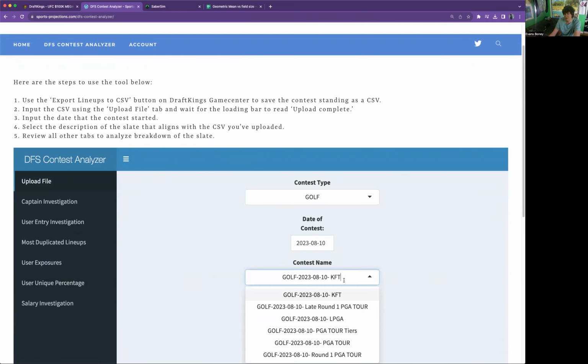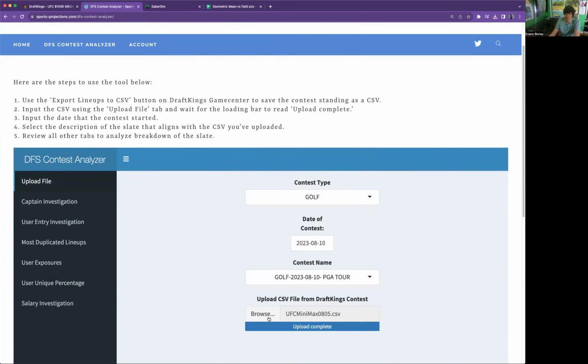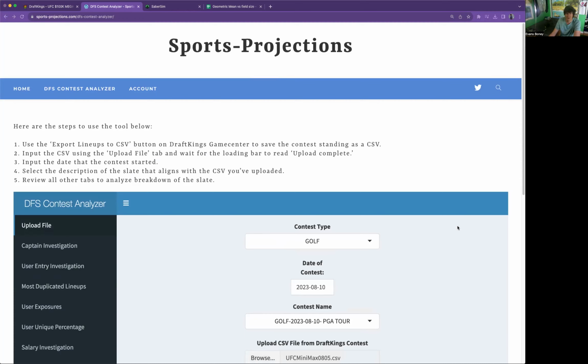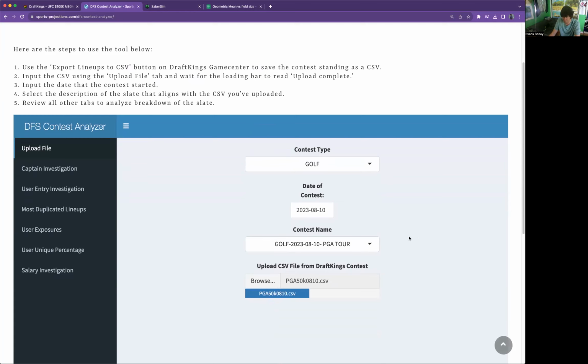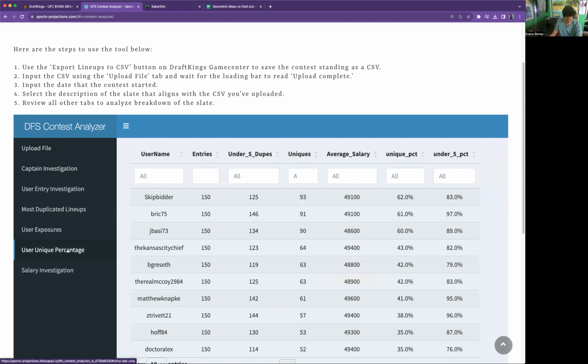So now let's go to golf from, I think, this week. I haven't actually done this yet, so this will be fun. Some live learning on the show. We got the PGA 50K. This is the big one. I think this is the one that I want to load. I only have one lineup though, so this is mostly going to learn from the people. Oops, I don't want to be on that one. I want to be on this one. User unique percentage. Let's have it upload.